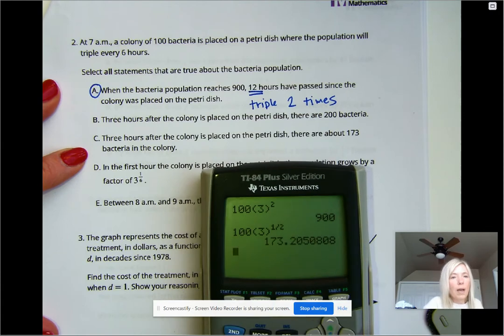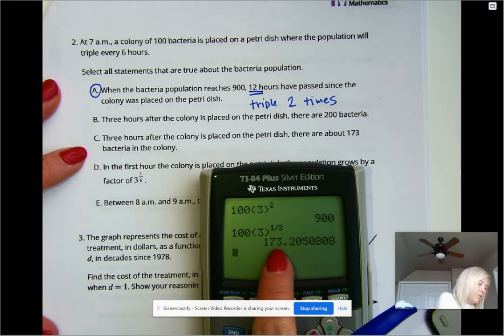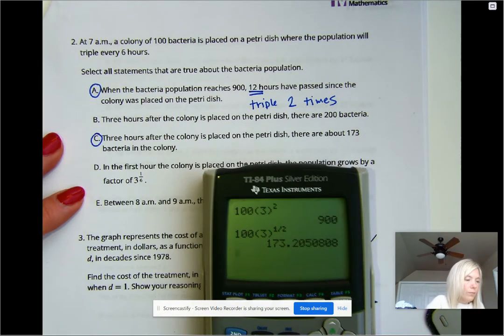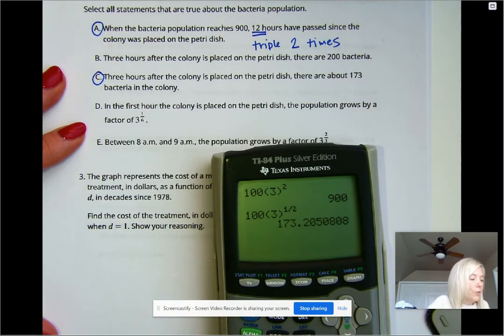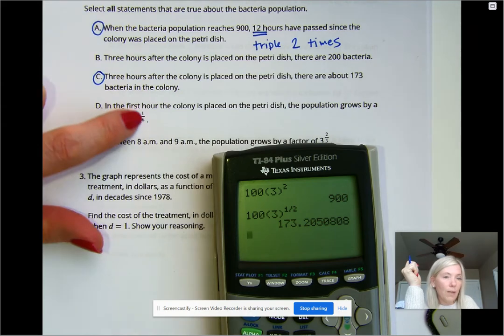C, 3 hours after the colony is placed on the petri dish, there are about 173 bacteria. Yes, I just did that for 3 hours, so C is a true statement. D, in the first hour the colony is placed on the petri dish, the population grows by a factor of 3 to the 1/6. So it says in the first hour, where it triples every 6 hours. So it's tripling, and then it's 1 out of 6 hours, so that is a true statement.